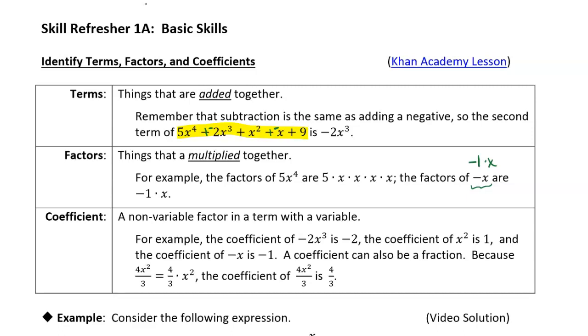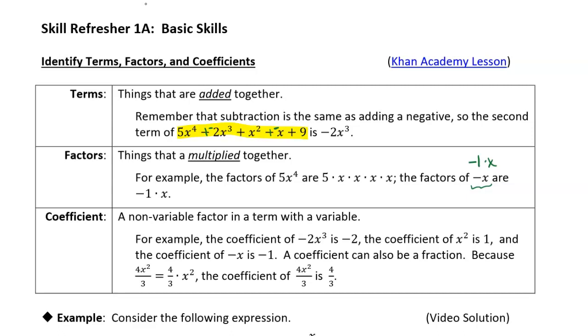Coefficients. Coefficients are non-variable factors in a term with a variable. Okay, so these are constants, all right? So they're non-variable factors. And for example, in the term negative 2x cubed, negative 2 is the coefficient of the x cubed. Okay, it's the coefficient of that term.